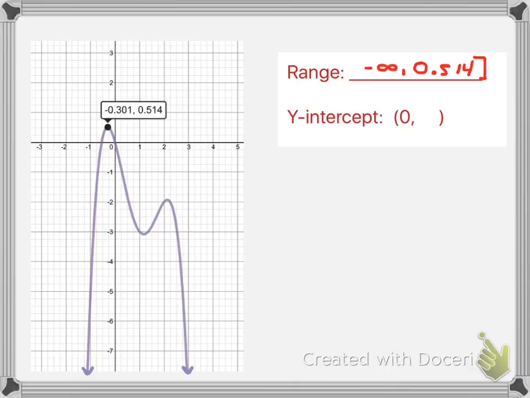Alright, and that is your range. Notice that I put the -infinity first. I want to name that value first. Again, this graph has a y-intercept at the origin.